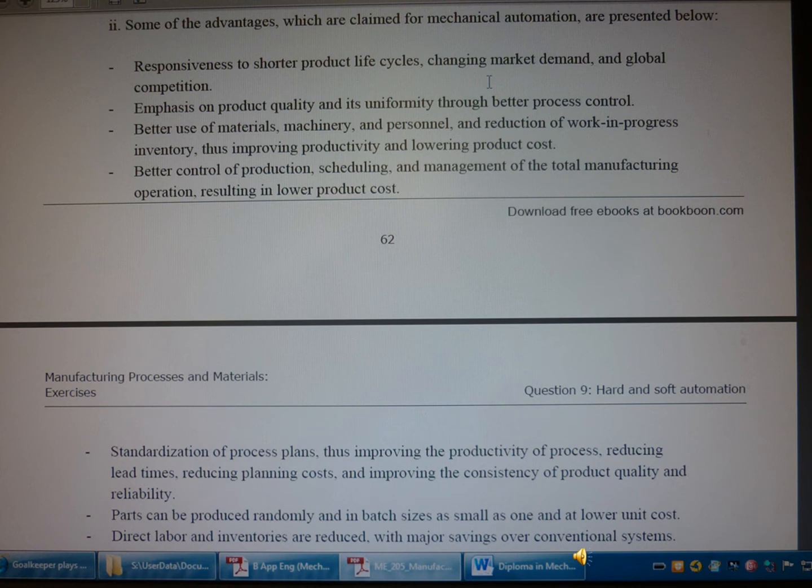The standardization of process plans, thus improving the productivity of the process, reducing lead times, reducing planning cost, and improving the consistency of product quality and reliability. The parts can be produced randomly and in batch sizes as small as one at the lowest unit cost. Direct labor and inventories are reduced, with major savings over conventional systems.